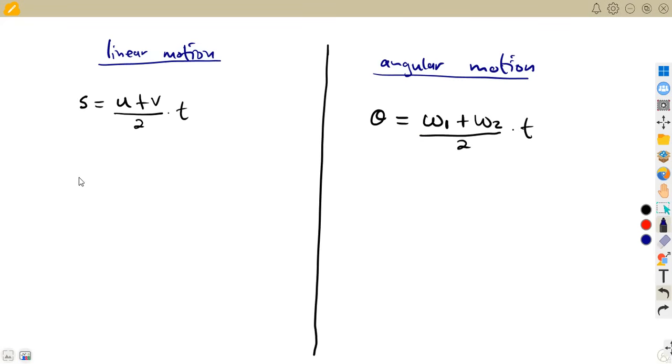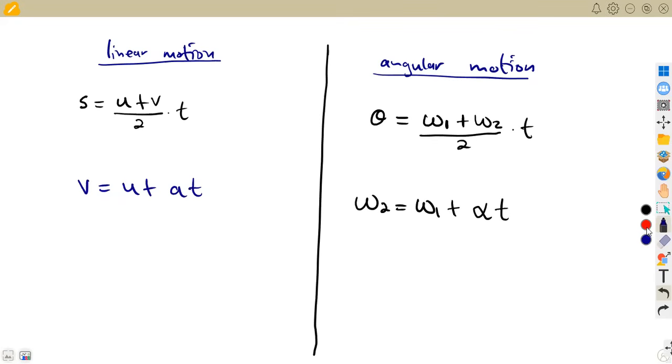Also, we have got formulas such as V is equal to U plus AT, whereby V is the final velocity. Here, our final is omega 2. So omega 2 is equal to the initial, which is omega 1, plus the acceleration under angular motion, which is alpha, the angular acceleration, times T. T is the only part that does not change.